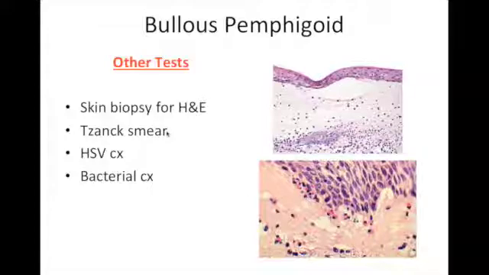Do a Tzanck smear. I've had this happen to me, patients with generalized herpes, older in the ICU, and I thought it was bullous pemphigoid. The biopsy will show herpes. However, you want to exclude that because you don't want to provide steroids without appropriate antiviral therapy. Herpes cultures, bacterial cultures, because not infrequently they're superinfected. Okay.